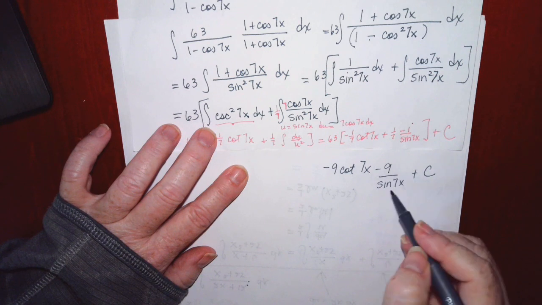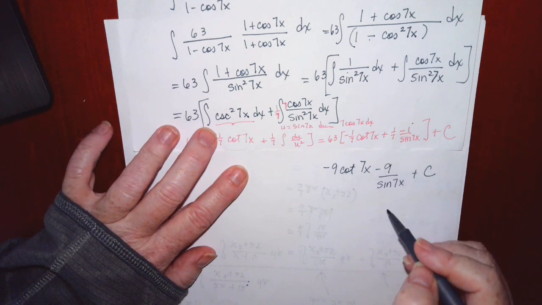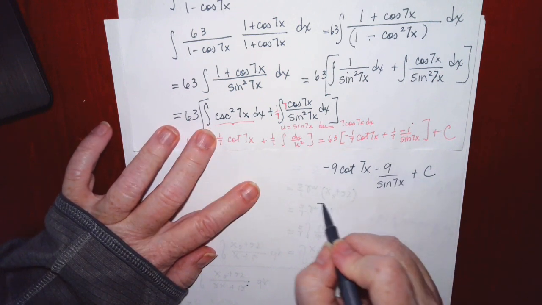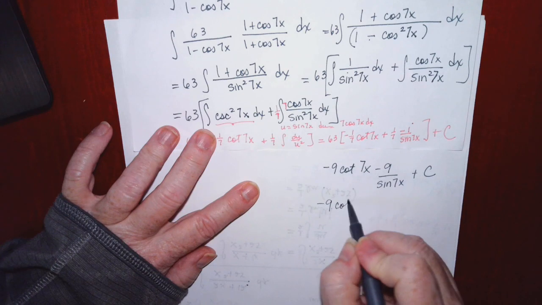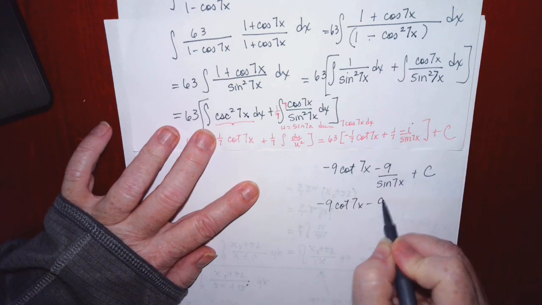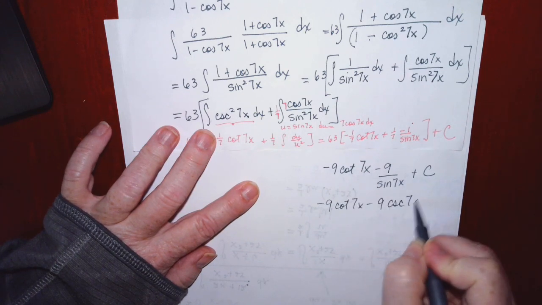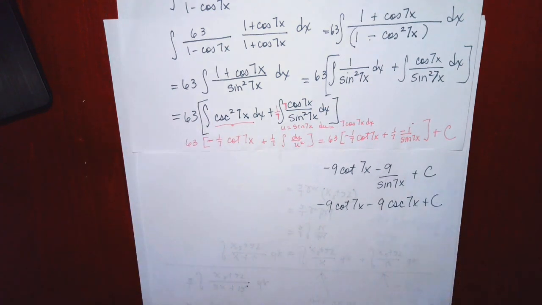Most of the time they won't leave a sine 7x just alone in the denominator of a fraction. They would probably rewrite that as cosecant 7x. Me, I wouldn't care. Either way would be fine.